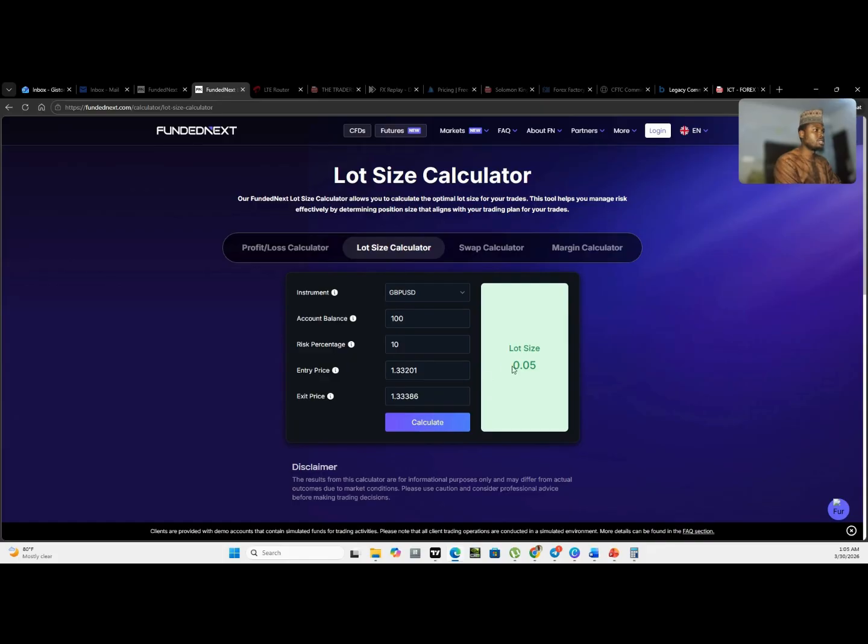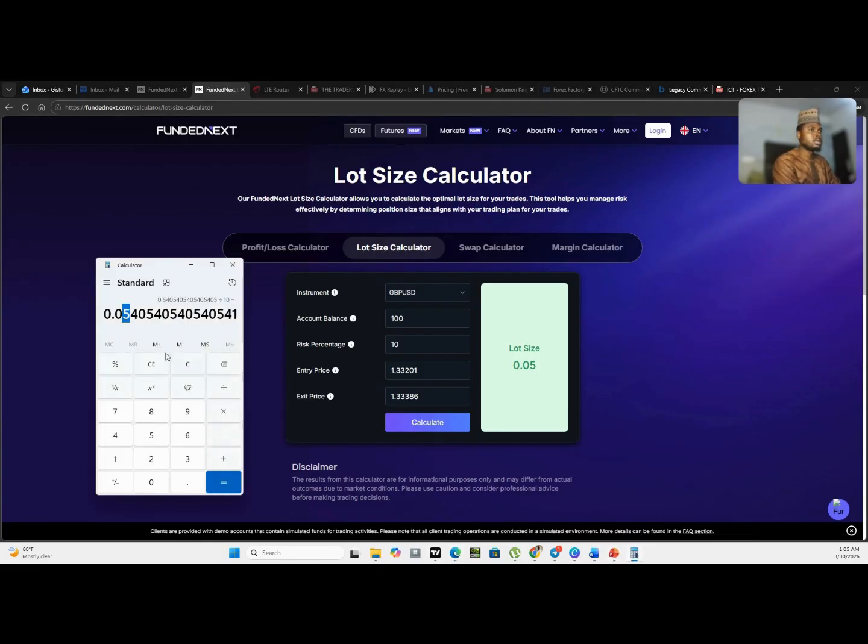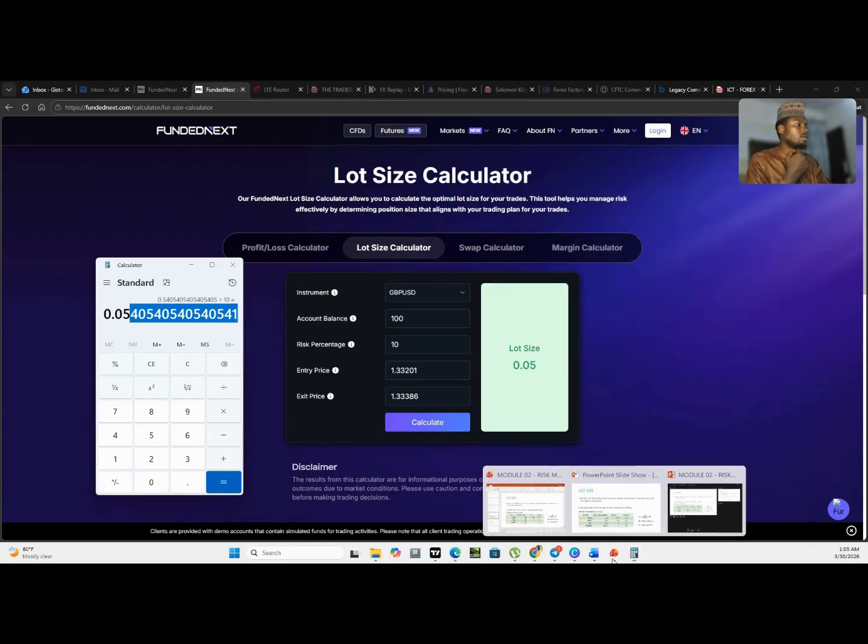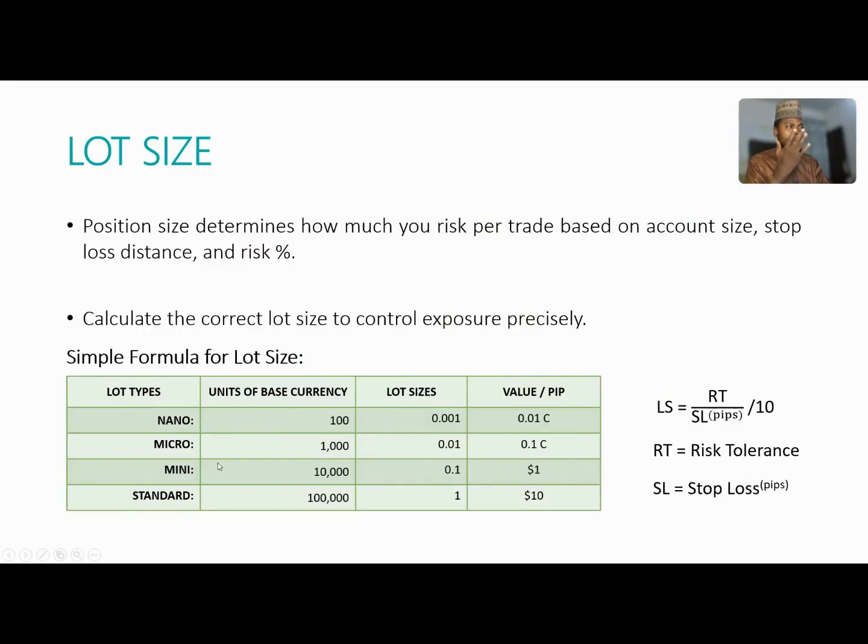So as you can see, 0.05, which means our calculation is correct. 0.05. So we are going to remove these things here. As you can see, our calculation is correct. So that's how you are going to do your calculations.